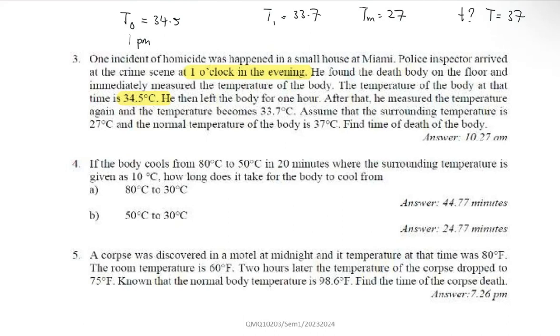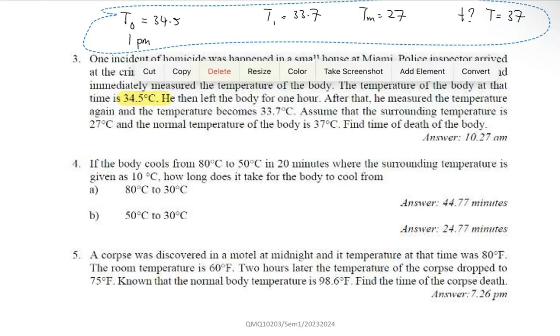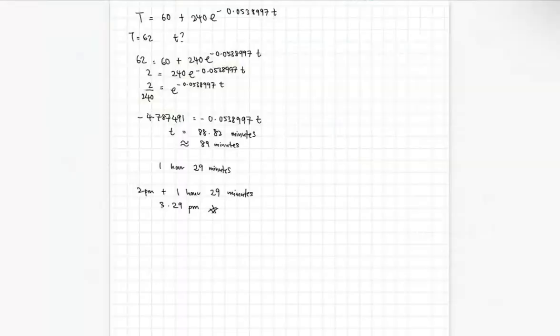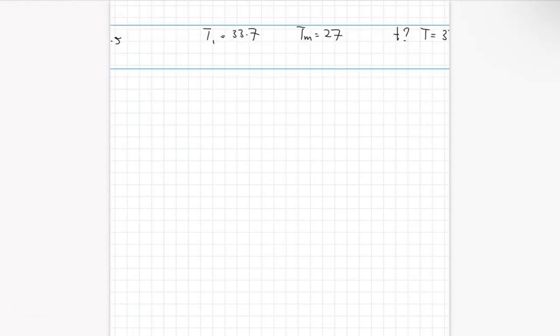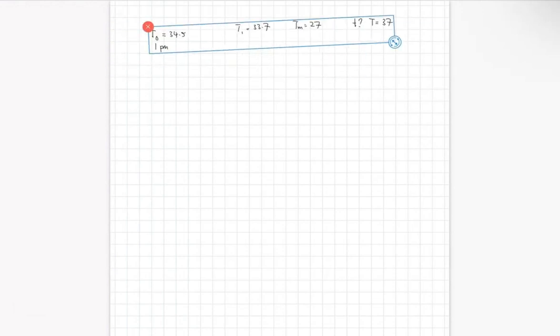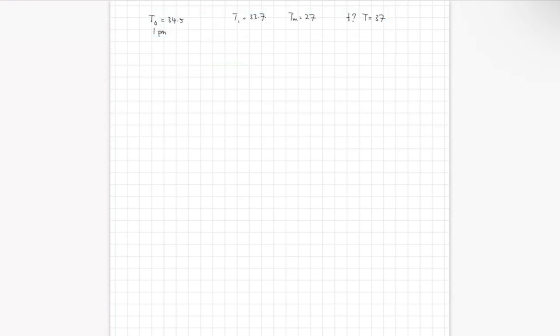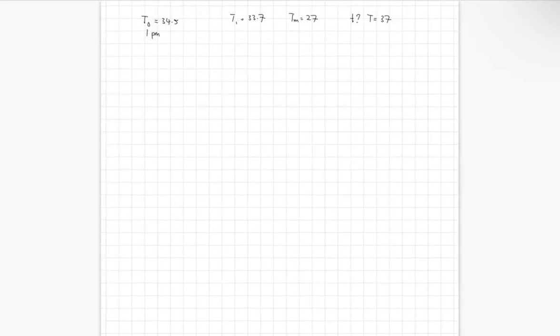We need to find the time. When we use T in hours, of course, we will get the answer in hours. Then later we need to subtract it from 1 p.m., because we will go back in time. Let's copy all this information, and then paste it on the next page. So this is all the information that we have for example number 3.